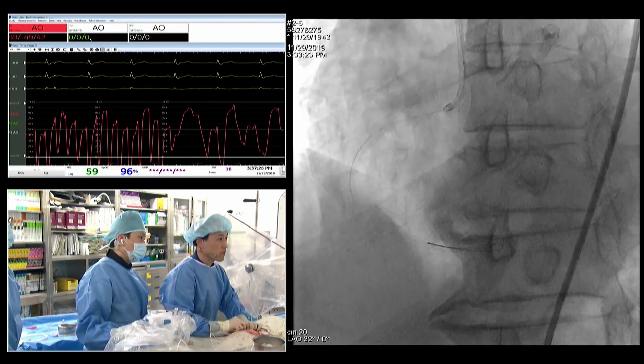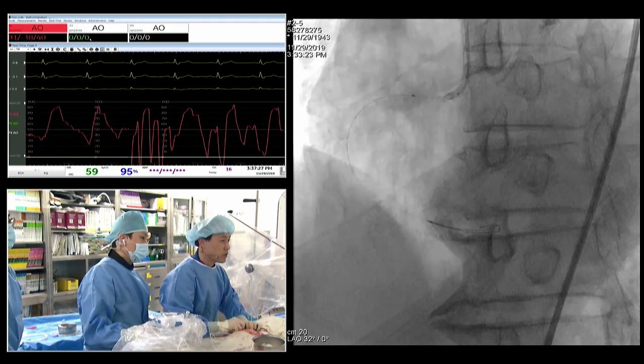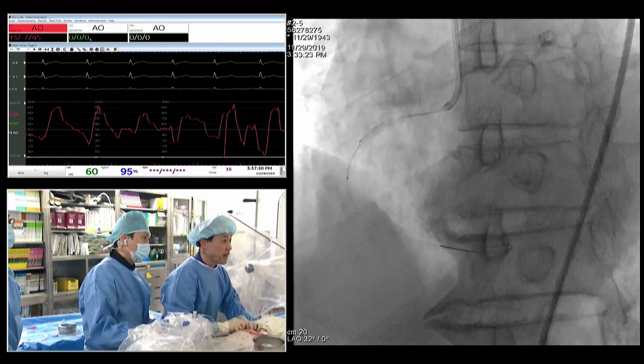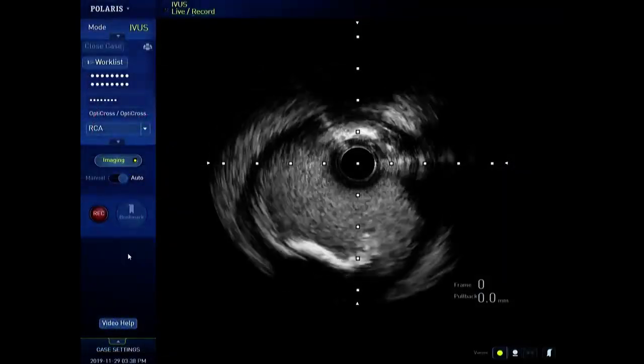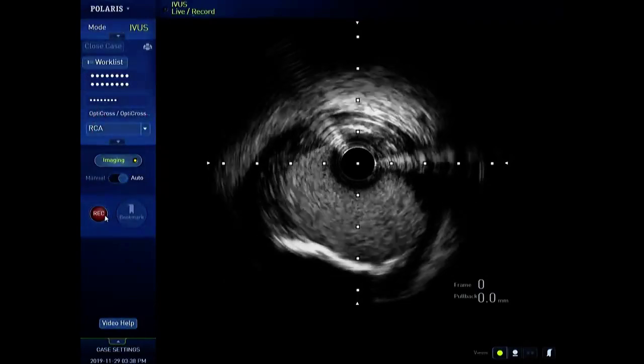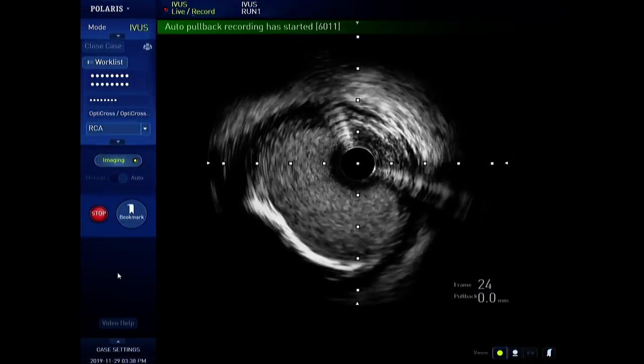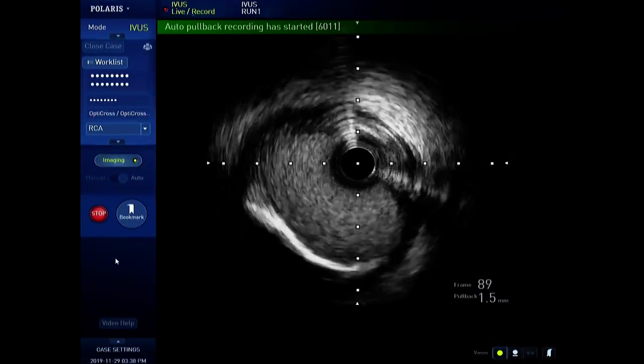So if IVUS is not crossing, what will you do? Let's see if we make this true. If it doesn't cross... it crossed nicely. Okay, nice. Let's start the IVUS now. It's good because it means that you have already done a good job with rotablation.